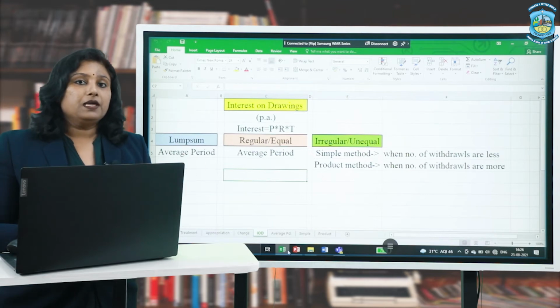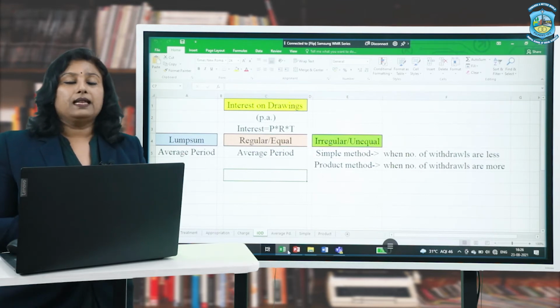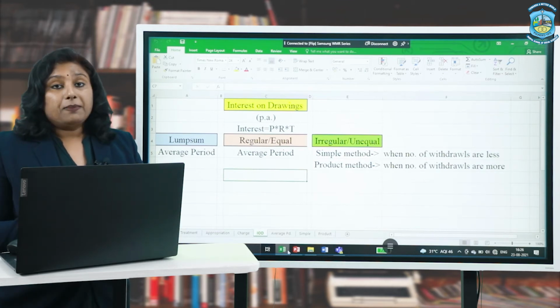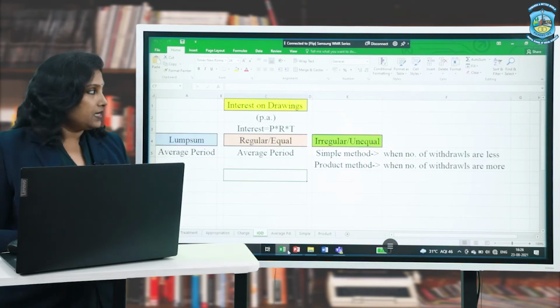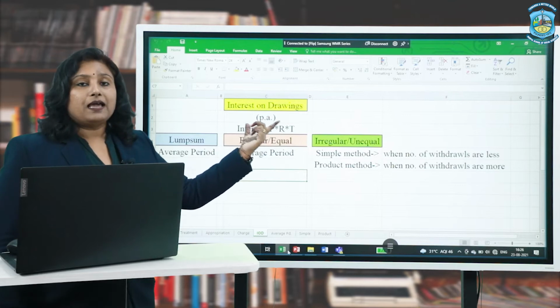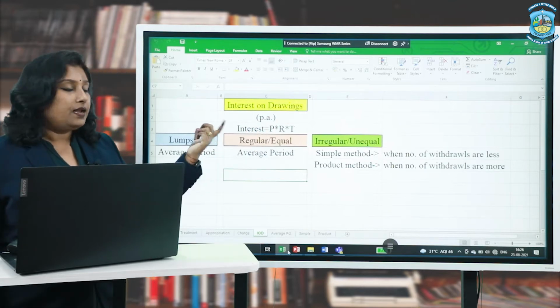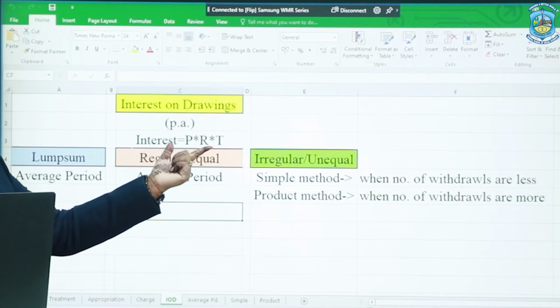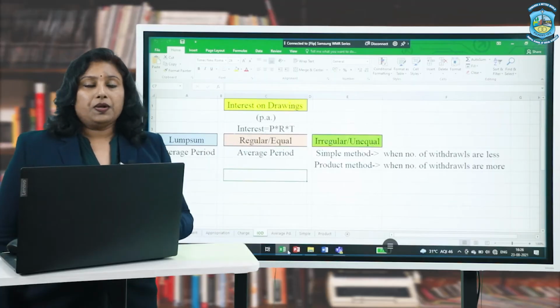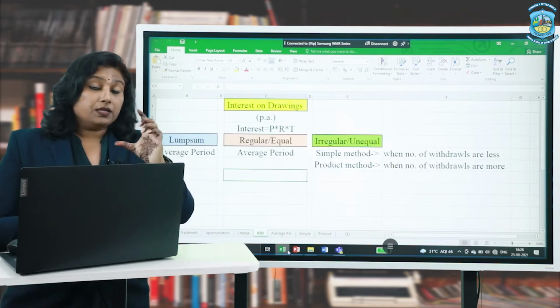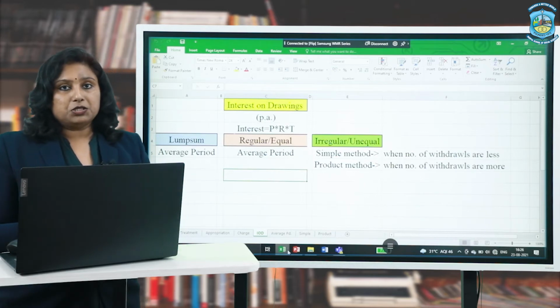That is what will be given to you in the question: that during the year a lump sum amount, say 50,000 or 30,000, has been withdrawn by the partner, but interest is to be calculated at a rate per annum. The simple formula for calculating interest is what we have studied: interest is equal to principal into rate into time. In place of principal, we need to keep the total drawings amount. The rate will be provided to you in the question itself. That is the rate that has been agreed upon in the partnership deed.